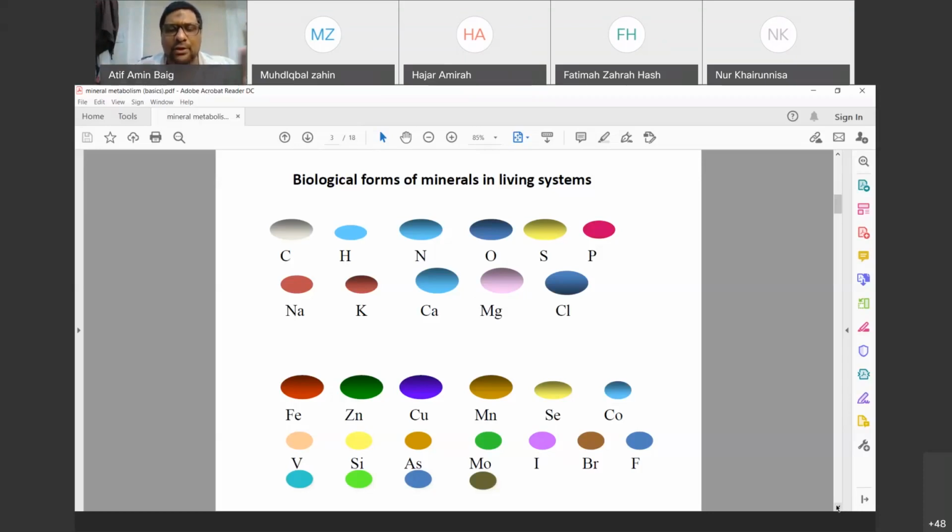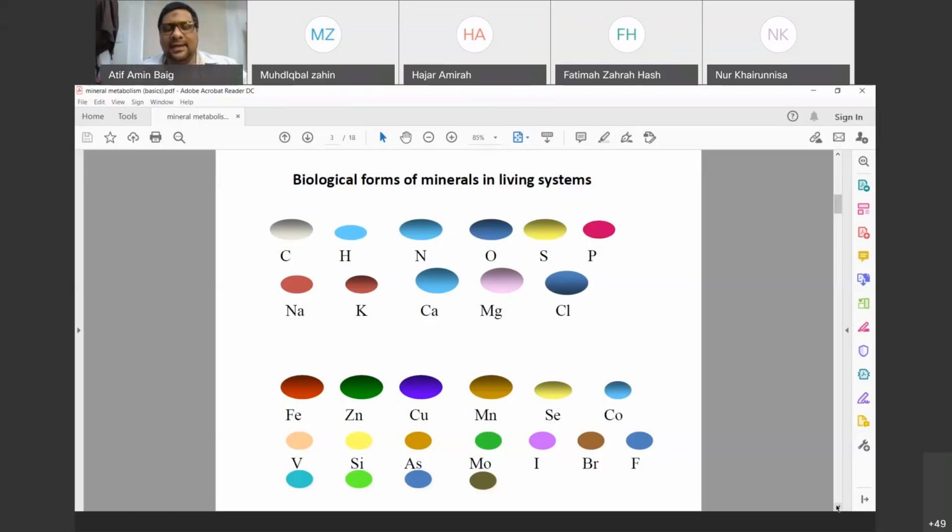Remember, don't get confused: the other name for micro minerals is trace elements. If we need the trace element at more than 100, it will be the major. If it is less than 100, it will be the minor. We'll go through this in the slides after this. Okay, this is the third concept.